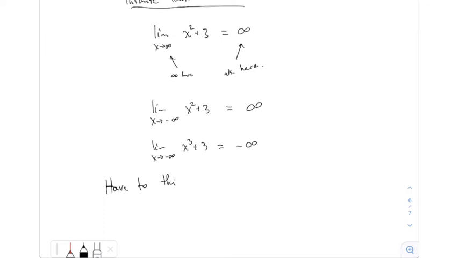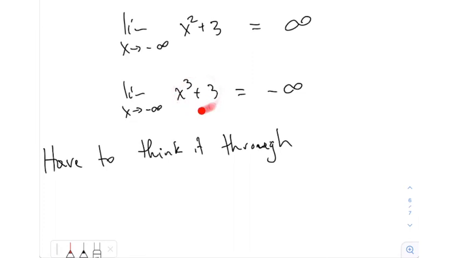So you usually have to think it through. There isn't a standard, cute, memorizable trick to do these. You really have to look at the formula and think about, in this example, what's going to happen here if x is a super big number and negative? And the answer is, I get a super big negative number as the answer. But the fact that it's negative has to do with this third power here, right? You have to just kind of think it through.